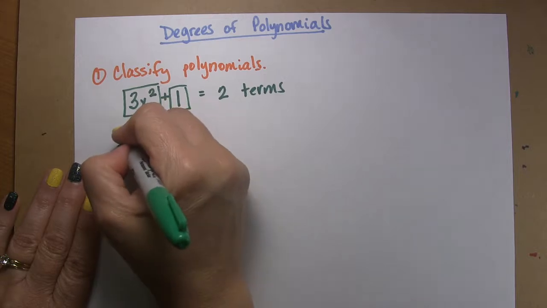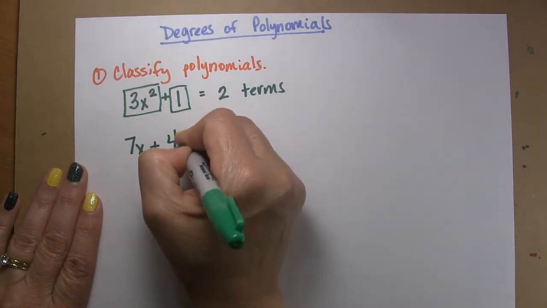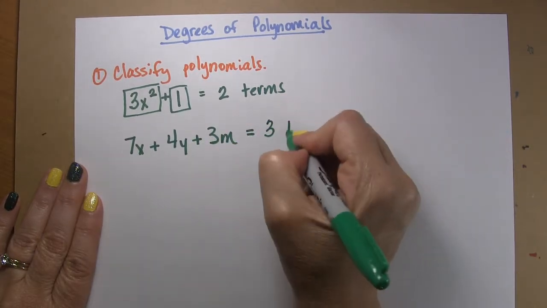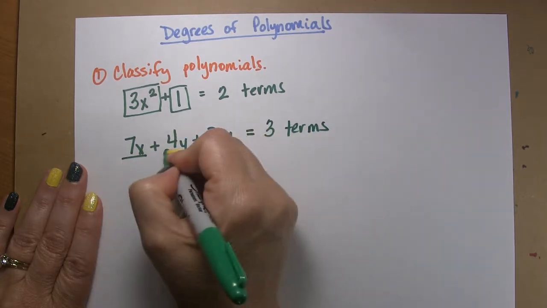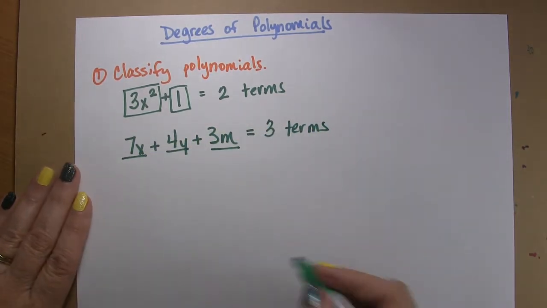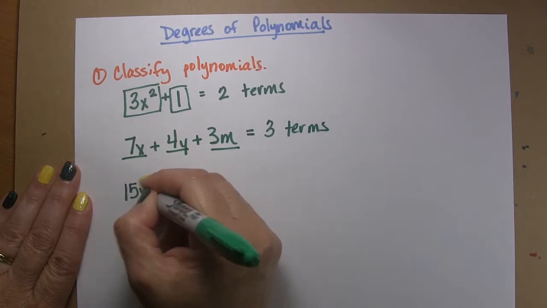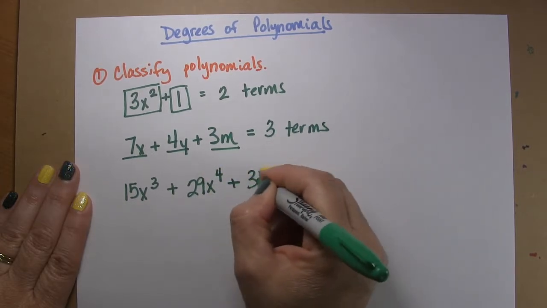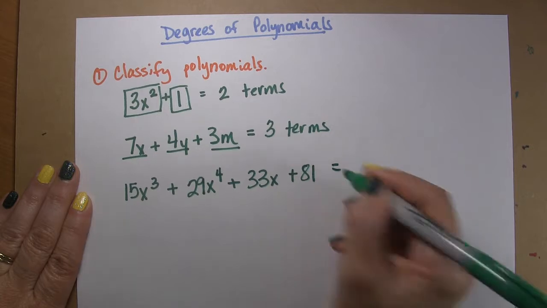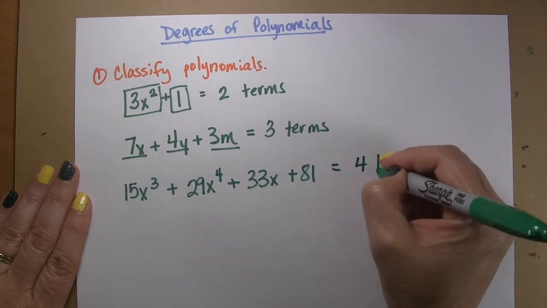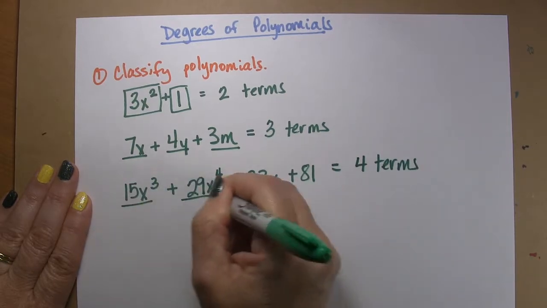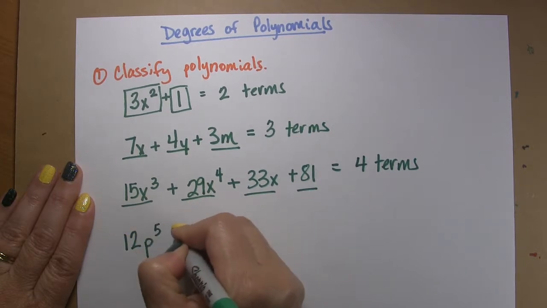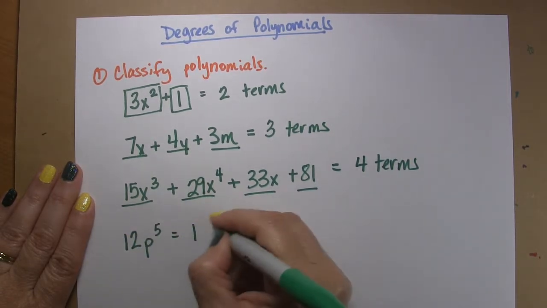Okay, let's do another one. What if we had 7x plus 4y plus 3m? How many terms is that? Well, that would be 3 terms. This one, and this one. Okay, let's do one with bigger numbers. 15x to the third plus 29x to the fourth plus 33x plus 81. That is 4 terms. Are you getting this? This is pretty straightforward, isn't it? How about this one? 12p to the fifth. How many terms? 1 term.